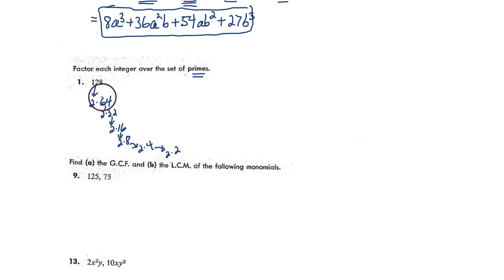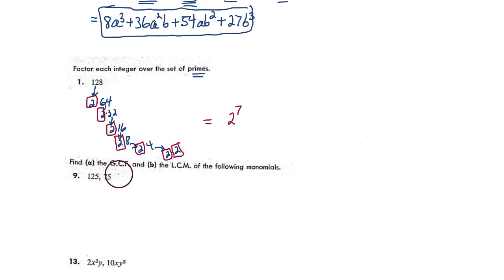Let's find all the prime numbers. 2, 2, another 2, another 2, another 2, another 2, and another 2. This is 2 to the 7th power. Sometimes when you prime factor, you use other prime numbers that aren't 2. It's just that 128 used only 2's to create it.